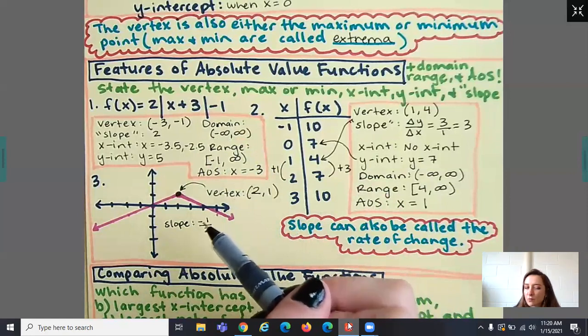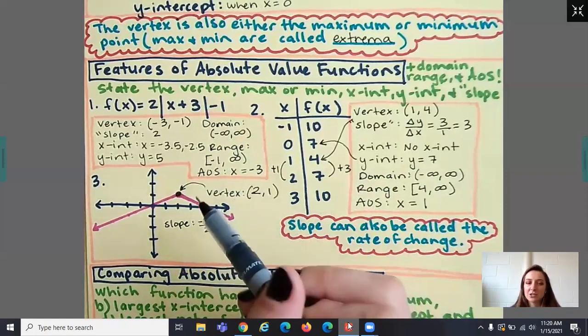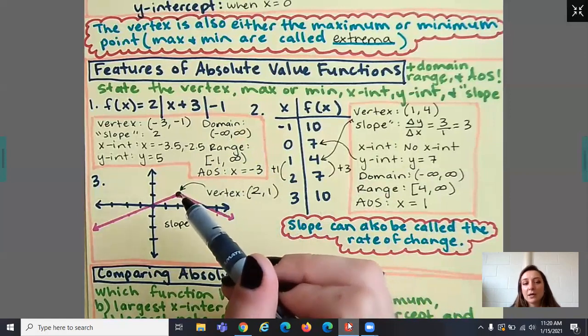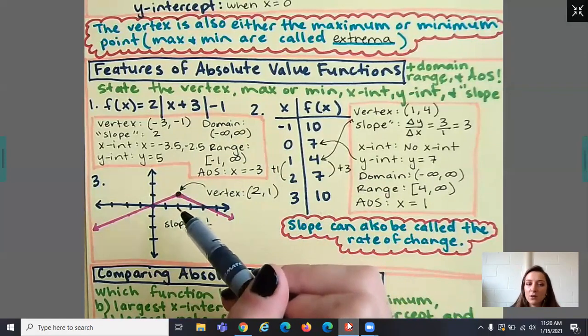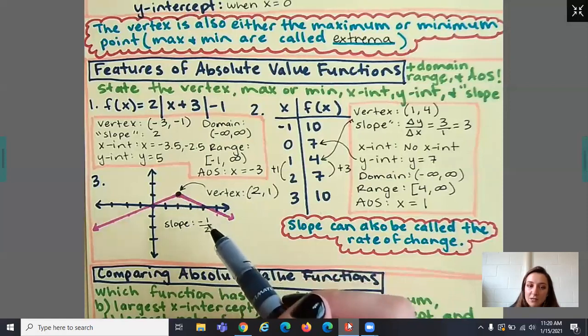You can think about it as rise over run, but a lot of people have a problem with that because it actually is a little misleading. But you're going down 1, so that's negative 1, right 2. Right is positive, so down 1, right 2 is going to be negative 1/2.